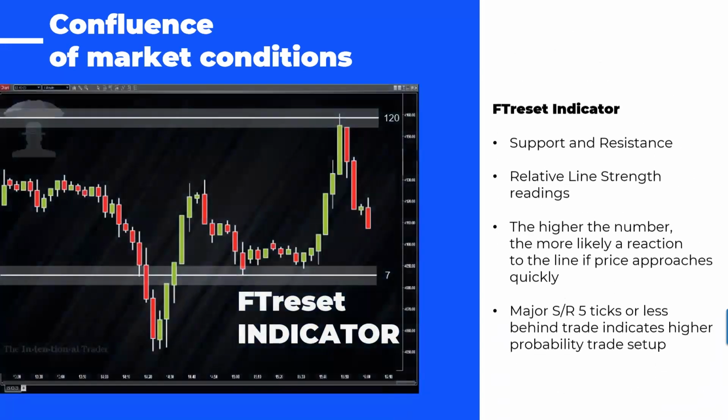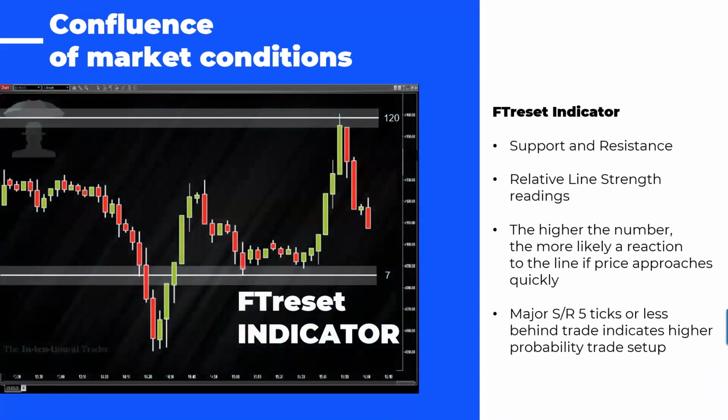So then we have our FT reset indicator. That's our support and resistance lines. That's probably our second or third most popular indicator that people buy off our websites because our lines work really, really well, but they don't really do anything special that you can't get other places. It's floor trader pivots. We use mid pivots, but we also have a relative strength indication at the end of each line.